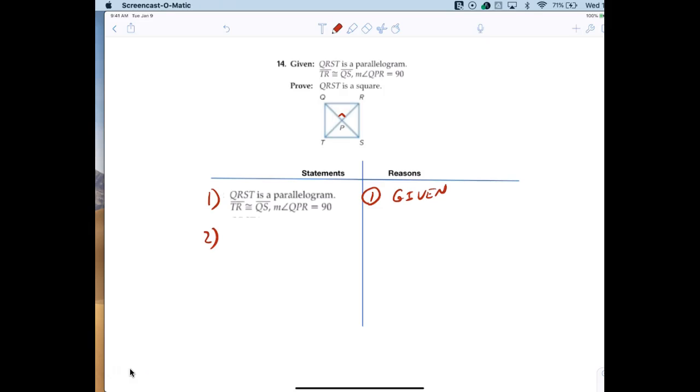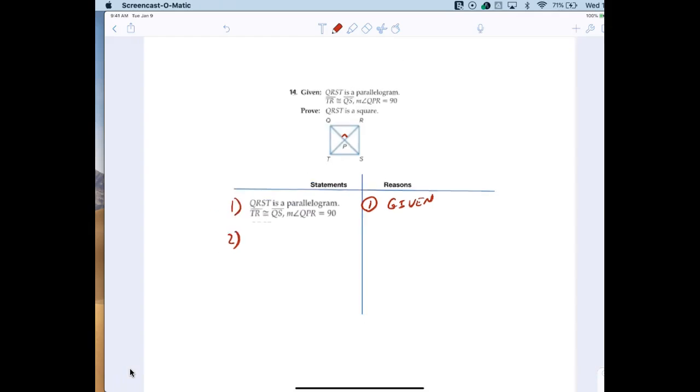One more time. If the parallelogram has congruent diagonals and the diagonals are perpendicular to each other, then it's automatically a square. All right, let's see what's next.